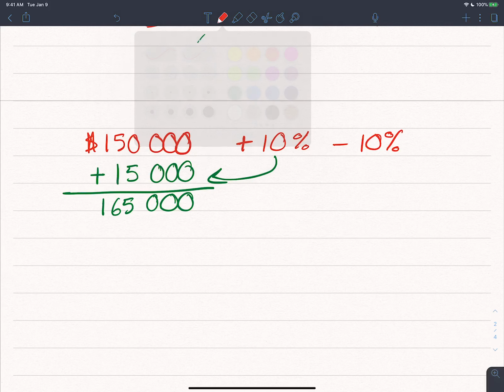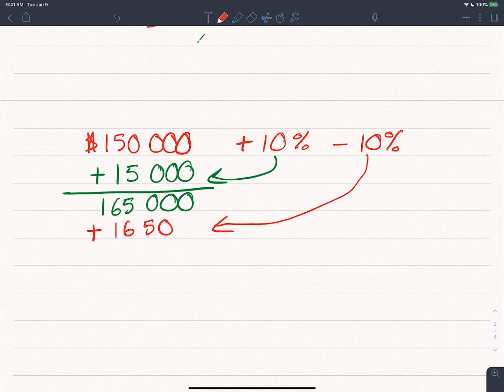That's good. Now let's do it in the red. Now we need to do the minus 10%. What's 10% of 165,000? You seeing the problem now? But I thought they were taking 10% of the 10% they were giving them. They're taking 10% of your new amount. Oh, I thought they were going back to the original amount. Nope. They're giving you 10%, then they're taking away 10%. That's what they're doing.